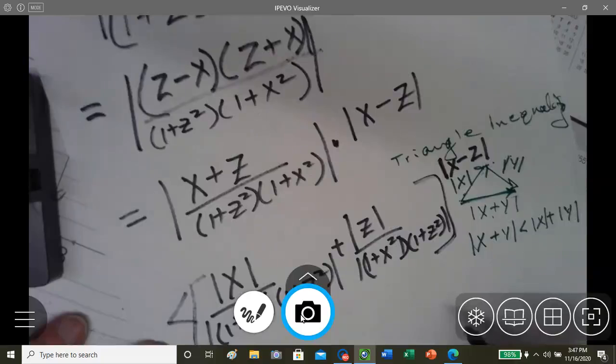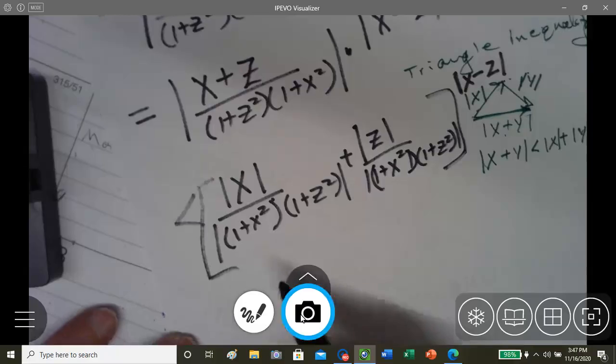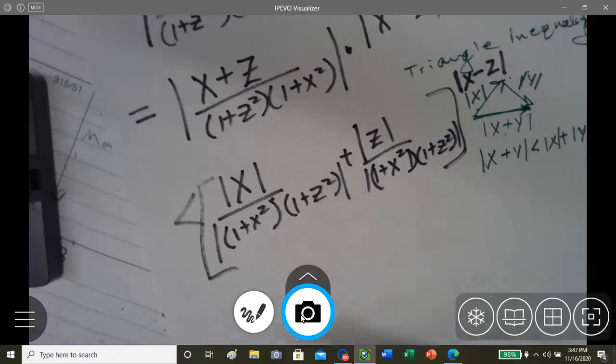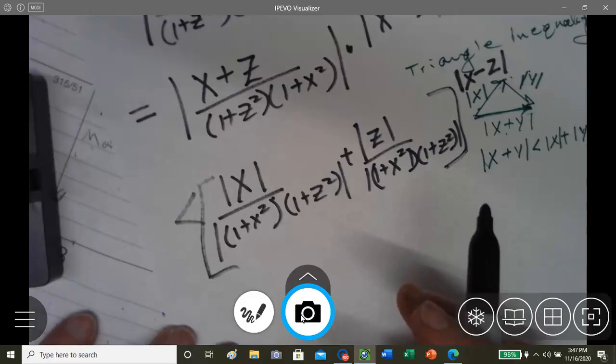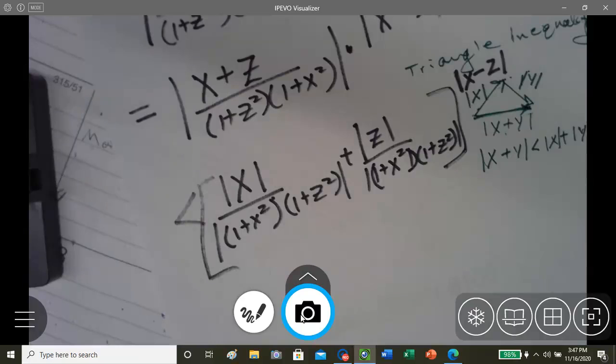Okay, so from here we can make this smaller. Now we need to make this smaller than some number. One thing we can do is to drop the z squareds on the left and drop the x squareds on the right.